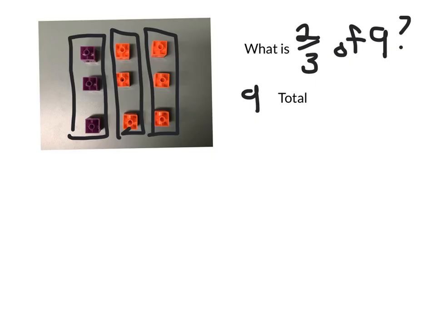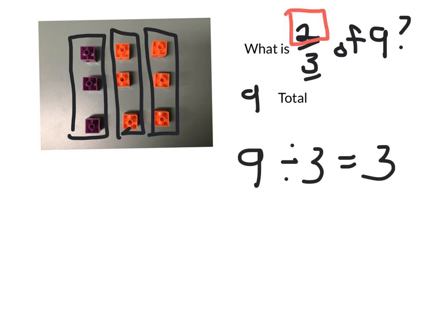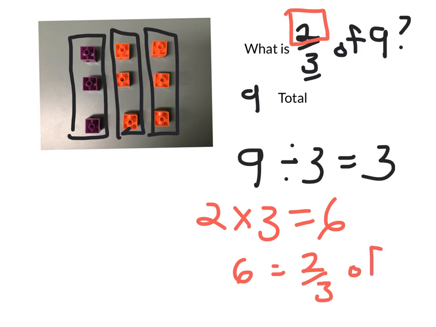So if I want to figure out 2/3 of 9, I have 9 total cubes. Since my denominator is 3, the total cubes, 9 divided by 3, equals 3 in each group. My numerator, 2, tells me I'm interested in 2 of those groups. So 2 times 3 equals 6. So that gives me 6 equals 2/3 of 9.